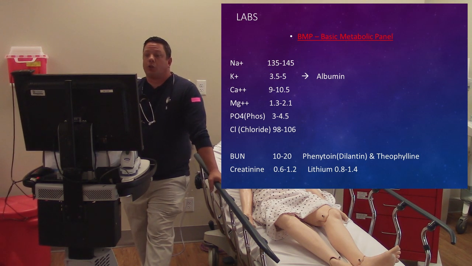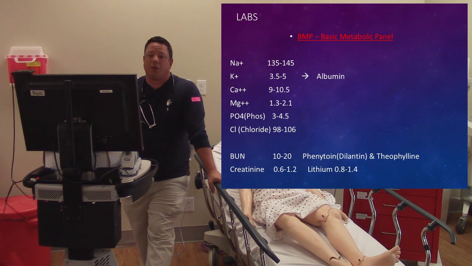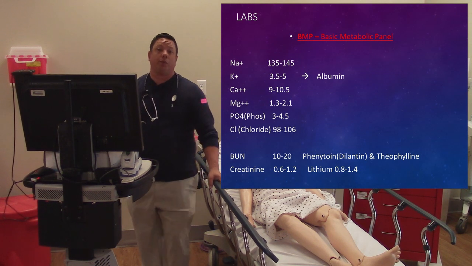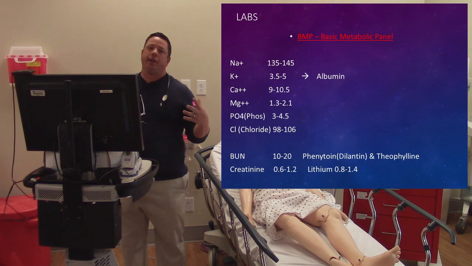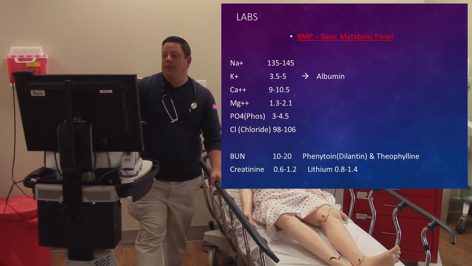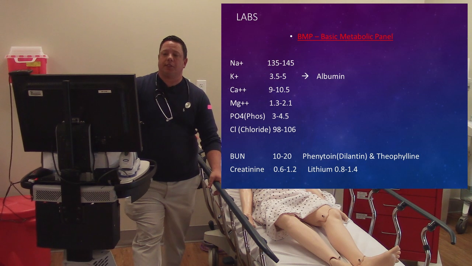So the next one's your creatinine level. Your creatinine level is 0.6 to 1.2. And actually, your lithium level is close to that. So I always tell my students when we teach you about lithium, bipolar, and psych drugs, I tell you, remember, lithium is the same as creatinine.